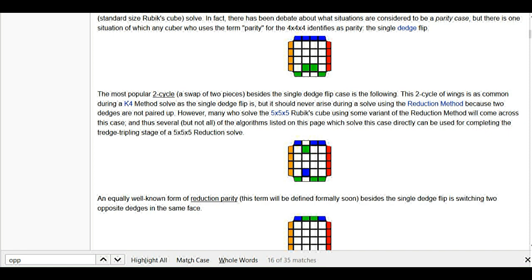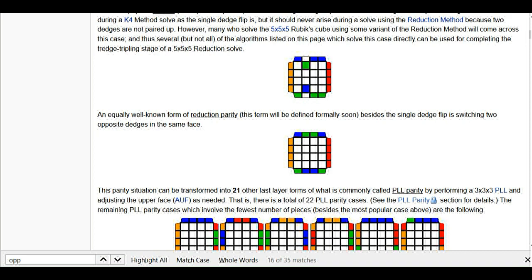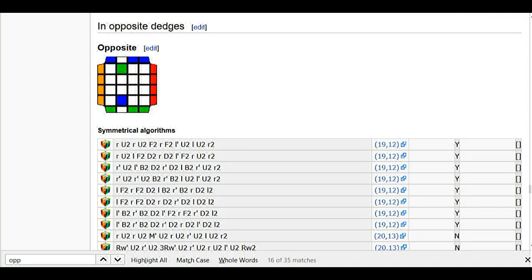And I guess that brings me to the topic of the other last layer 2-cycle cases. At the very beginning in the introduction of the page, I mentioned this case here. This is one of them. But we're going to take a look at the rest. Okay, so here's that case.